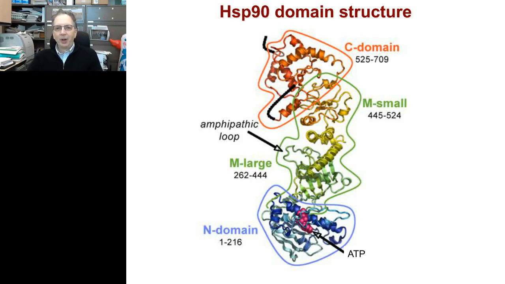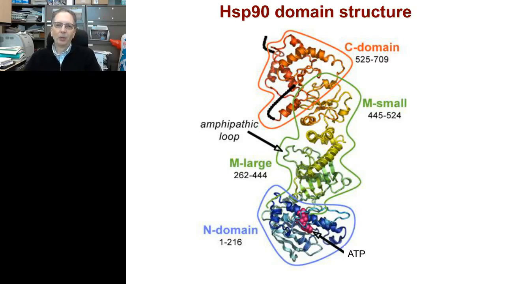This model is based on a crystal structure of bacterial HSP90. Bacterial HSP90 and mammalian HSP90 are actually not that different. The domain structure is maintained. As you can see, there's an N-terminal domain to which ATP binds, a middle domain, which is a site for co-chaperone and substrate binding, and a C-terminal domain, which serves as a dimerization site.